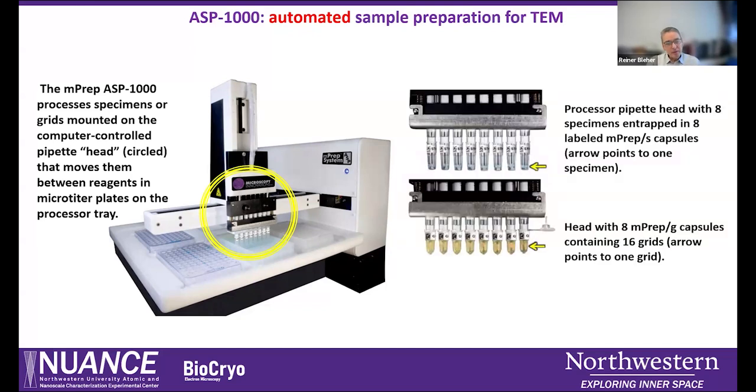And this whole system is designed for two types of capsules. Here on top, we have the MPrep S capsules. S stands for sample, in which the sample is trapped at the very tip of those capsules. Or we have the MPrep G capsules, which can hold 2 grids each. Those capsules are fixed onto the pipette arm and then transported through all the necessary protocol steps.